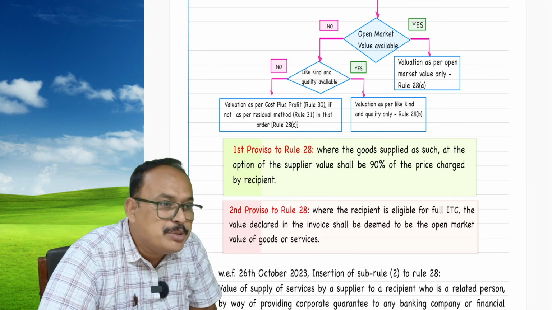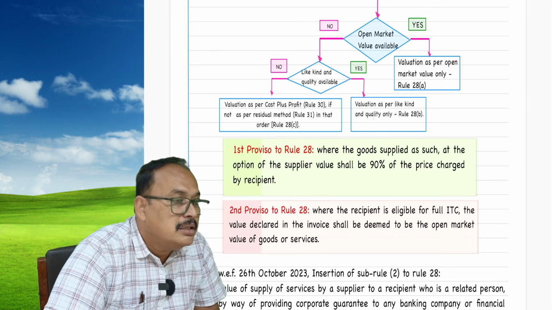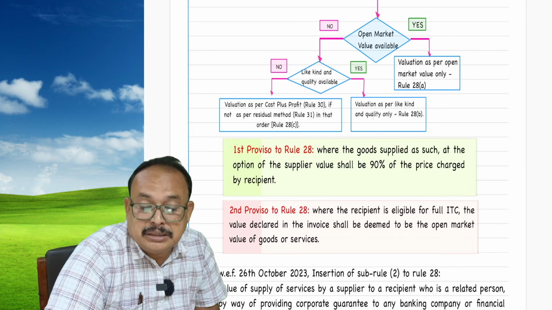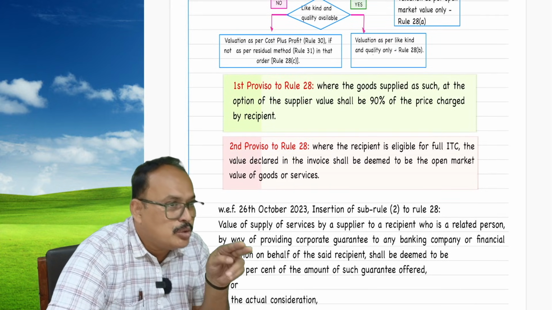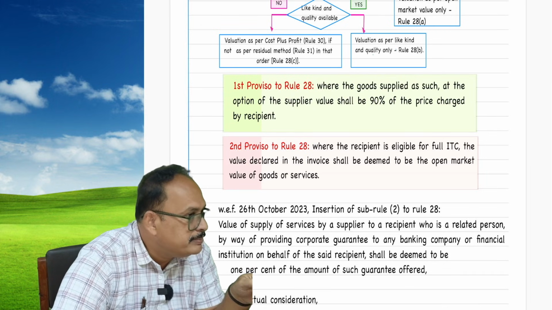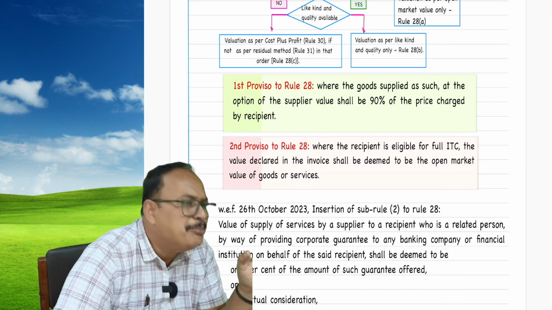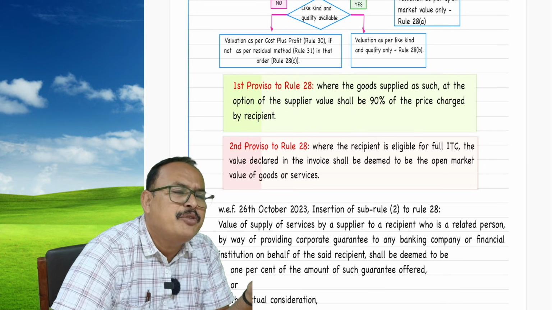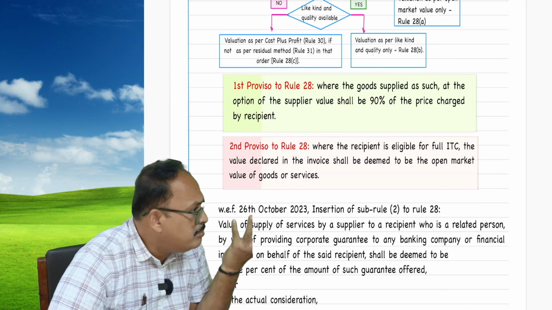The same principle is also extended to rule number 28, the second proviso, rule number 28, sub number 2. Rule number 28, sub number 1, first proviso, second proviso. The first proviso says input tax is not fully available. The recipient cannot have full input tax credit because he is supplying taxable as well as some exempt goods. Therefore, he cannot claim full input tax credit.